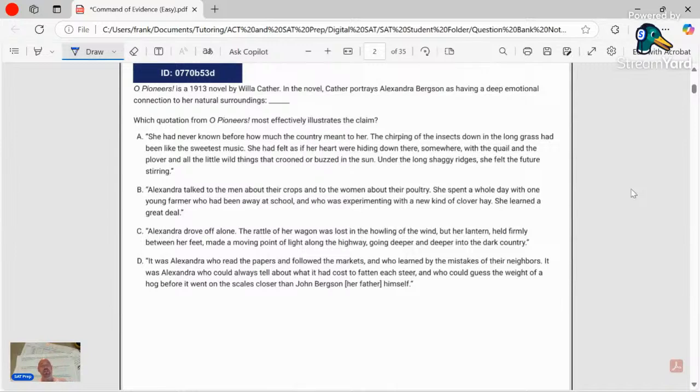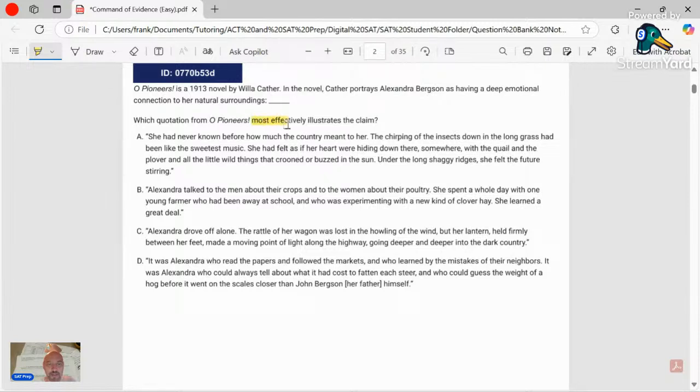Here's another question. Now, this one is not table data, but you handle it the same way. Go look into the text and find out whatever it is it's trying to accomplish, and then eliminate the answer choices that don't mention what it wants to accomplish. This one, yes, there will be facts, but not in a table. It will be in the passage. So let me look at what the task is first. Most effectively illustrates a claim. Well, what's the claim? I've got to go to the text for that.